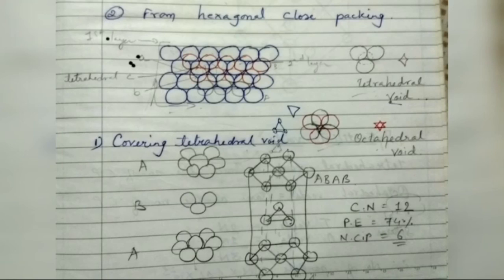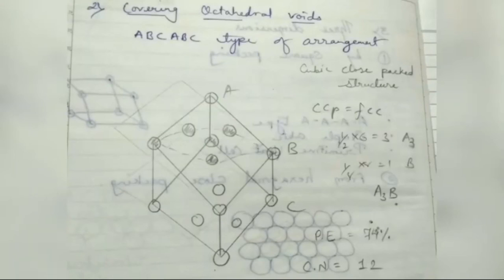So dear students, this arrangement we have already talked about, and you are able to see covering the tetrahedral voids. We are getting the coordination number as 12. One particle is touched by 12 particles. Packing efficiency 74% and number of constituent particles, that is 6.